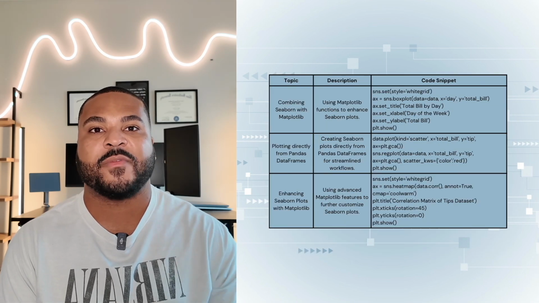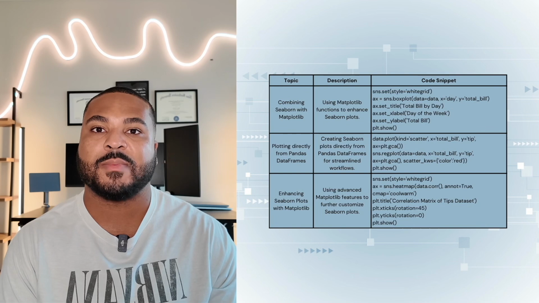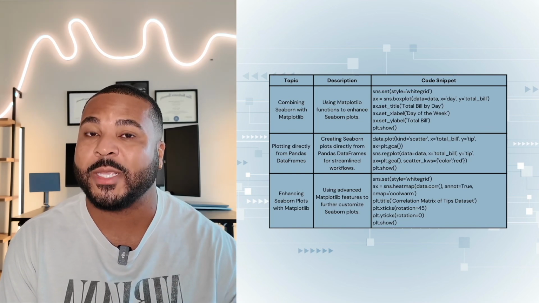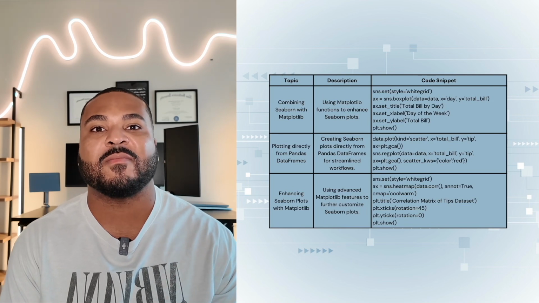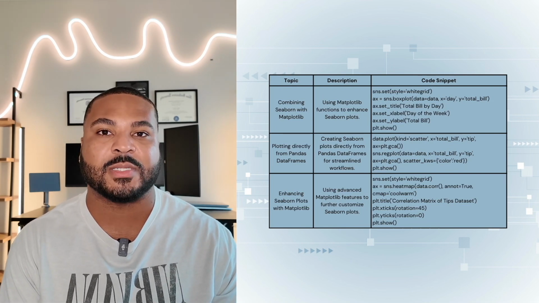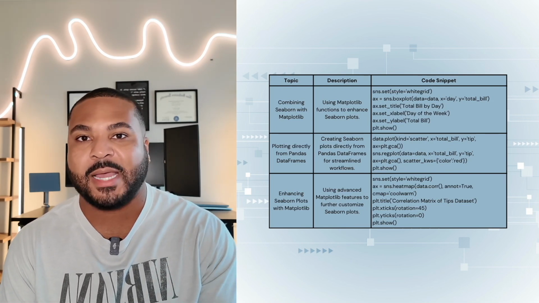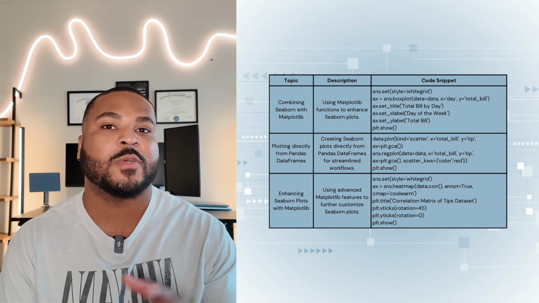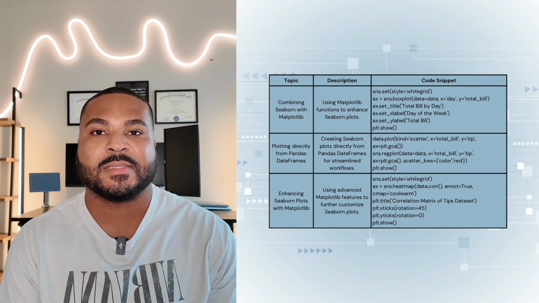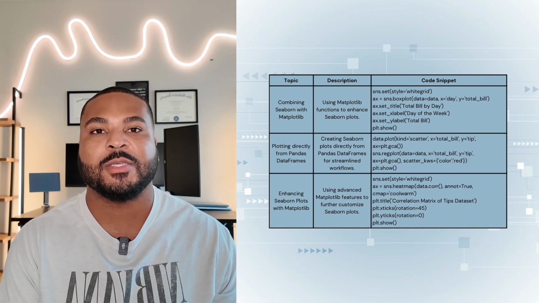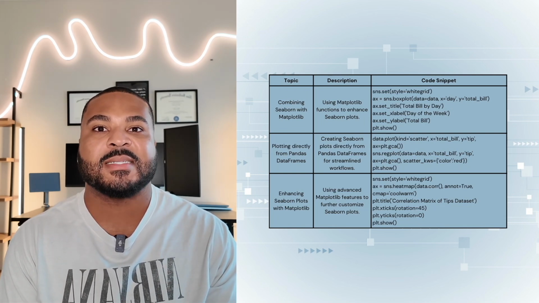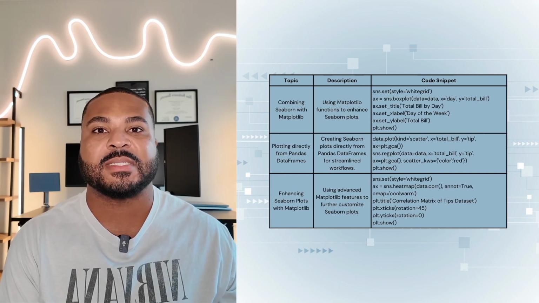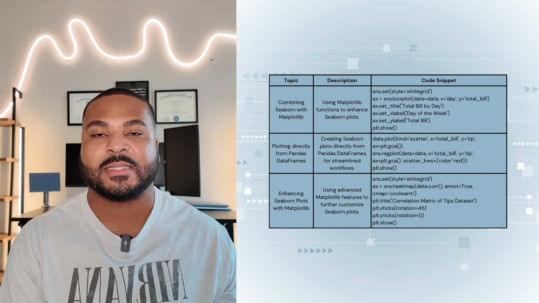Seaborn is built on top of matplotlib, which means you can use matplotlib's functions to further customize your Seaborn plots. That's a win-win. This allows you to take advantage of matplotlib's extensive features while benefiting from Seaborn's high-level interface. So here's an example of how to combine Seaborn with matplotlib. We'll create a box plot using Seaborn and then use matplotlib functions to set the title and labels for the plot. This combination allows for detailed customization of the plot's appearance.